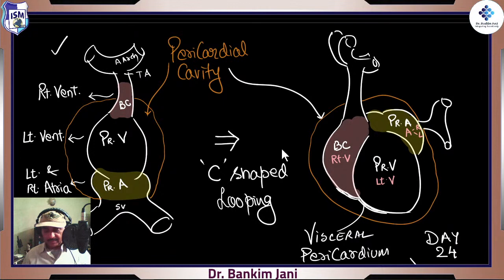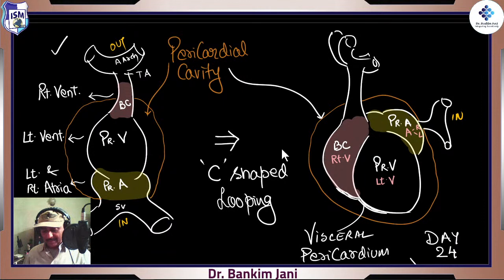Again, what about this inflow? Because this primitive atria went onto the backside, obviously, they went along with this inflow. This is outflow. So this outflow is with bulbous cordis, so yes, that is already over there. So this is how the heart is now looking. Is it good? Right? Getting it?